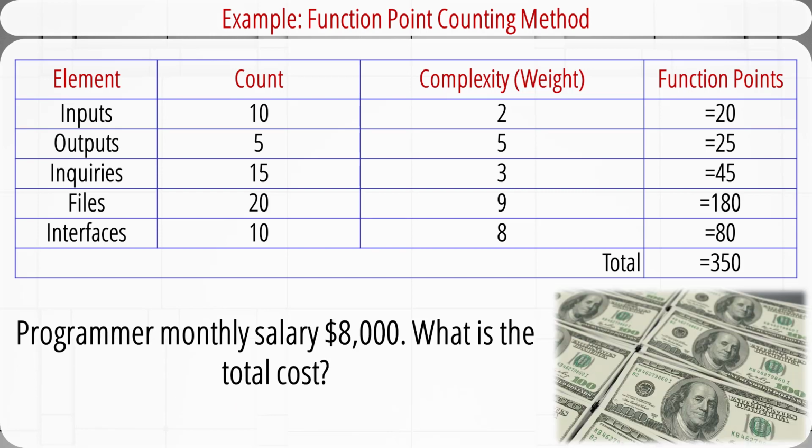The third question, if each programmer's monthly salary is $8,000, what is the total estimated cost of the project? The total cost is equal to the number of programmers, 10, times the number of months of the project, 7, times monthly salary for each programmer, $8,000. Assuming there is no other cost, the total cost of the project is $560,000.